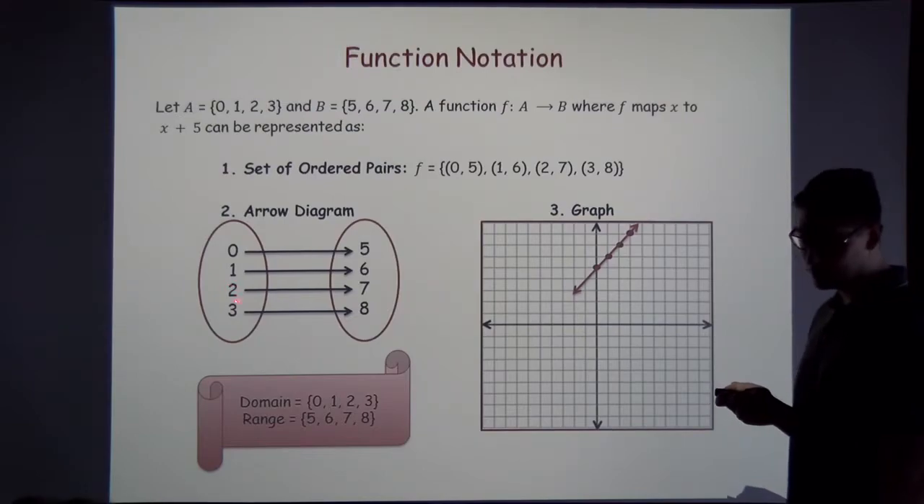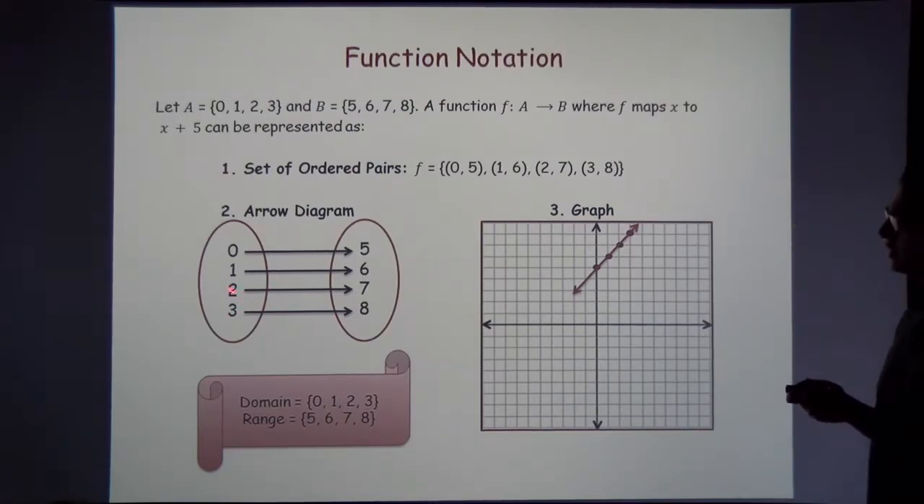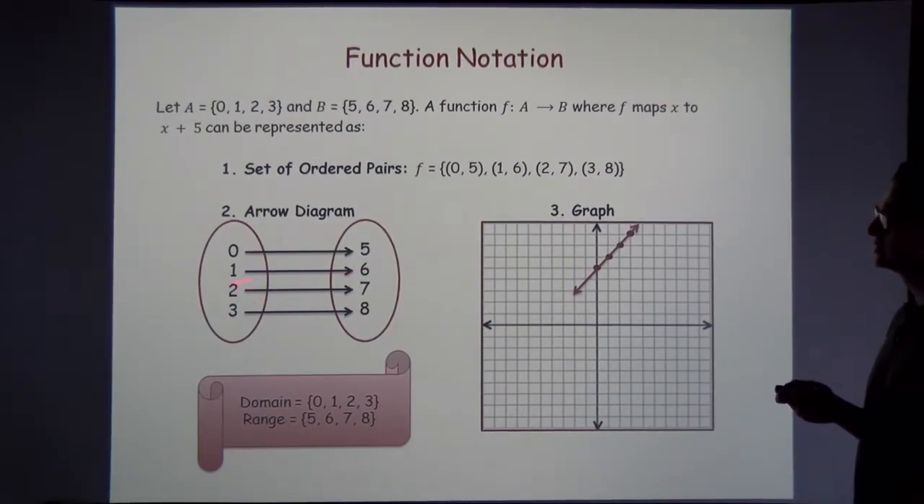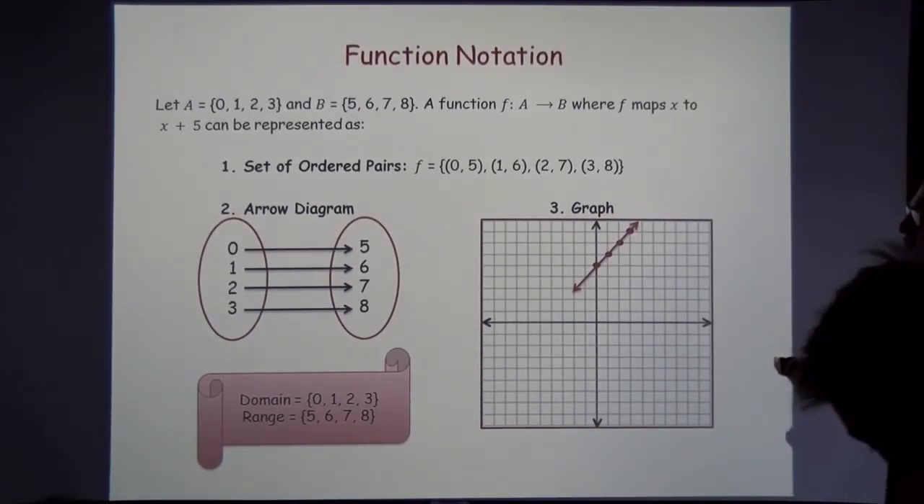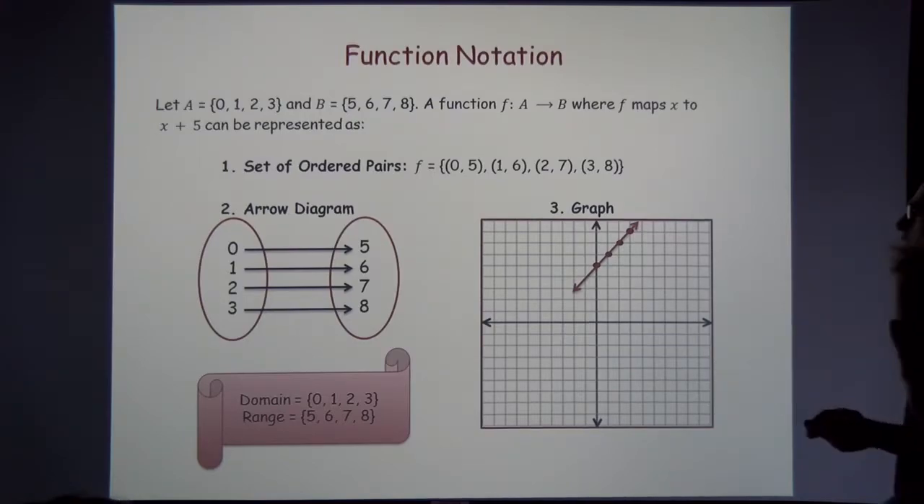If we were to have two arrows coming out of one of our numbers, meaning 2 had an arrow going to 6 and 7, we would know it's not a function, because that means we have two y values to one x value.